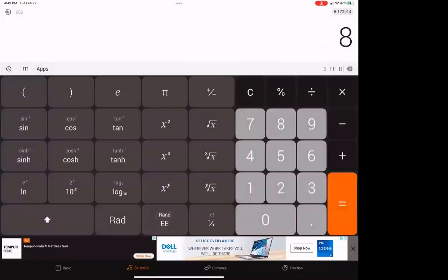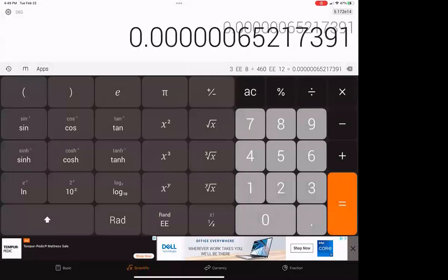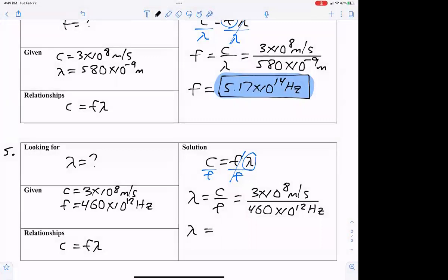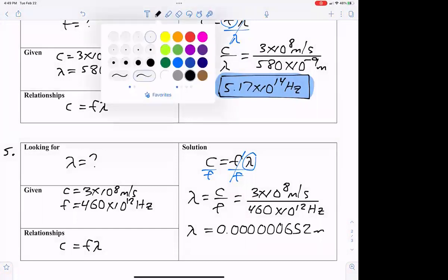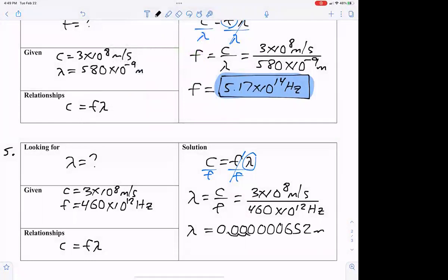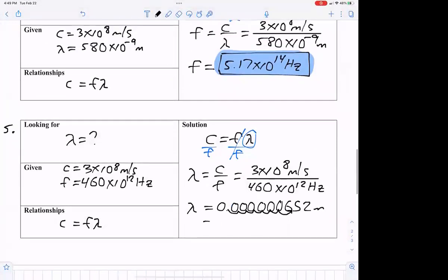Three times 10 to the 8 divided by 460 times 10 to the 12. Very small number. What we have is a decimal point, 6 zeros, and 652. We don't need those other digits. So we are 0.000000652 meters. And I would fix that by moving the decimal 1, 2, 3, 4, 5, 6, 7 times to get the decimal after the 6. And in proper scientific notation, that would be 6.52 times 10 to the -7 meters.